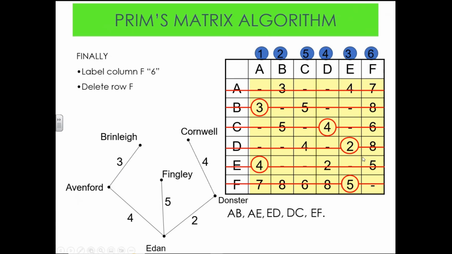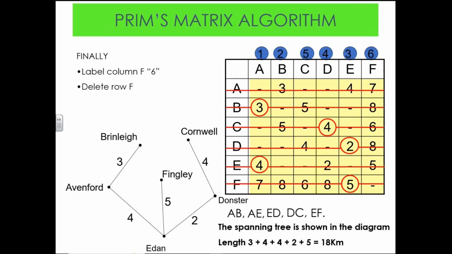Any more questions on Prim's matrix? In terms of the weight of the minimum spanning tree, so add up these numbers in here. So 3, 4, 2, 4, 5. You get a weight of 18 for the length.